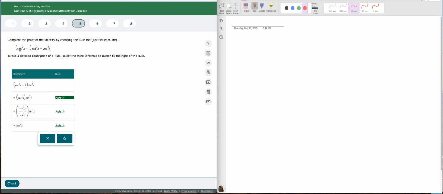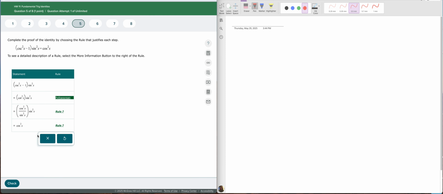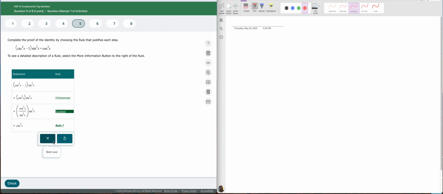In fact, cosecant squared x minus 1 is the same as cotangent squared x. So that replacement was made. When I go to choose the rule, I would choose the Pythagorean identity. And then when I'm looking at these two steps, I can see that cotangent was replaced with cosine over sine. So that would be applying that quotient identity.